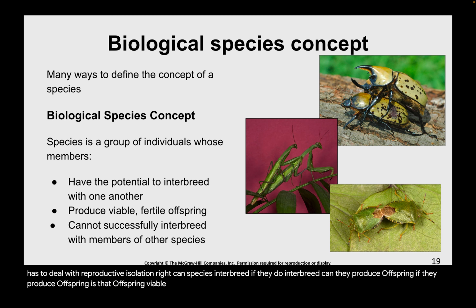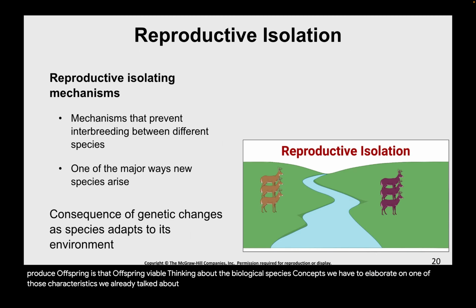So when we're thinking about the biological species concept, we have to elaborate on one of those characteristics we already talked about, which is reproductive isolation, right? Mechanisms that prevent interbreeding, right? And again, we have this nice image here. We have two populations of deer.